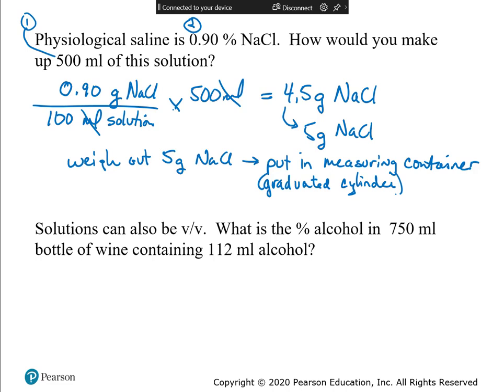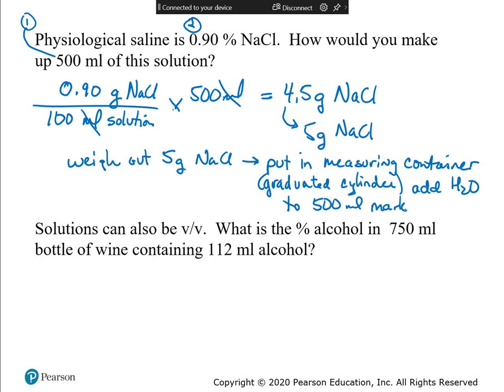When I'm done with them, I'd put the salt in a measuring container and I'd add water to the 500 mil mark. I don't know how much water, but I know I add enough so that the total volume of the solution is 500. I'd cover it with parafilm, and I would shake it until it completely dissolves. That's physiological saline.